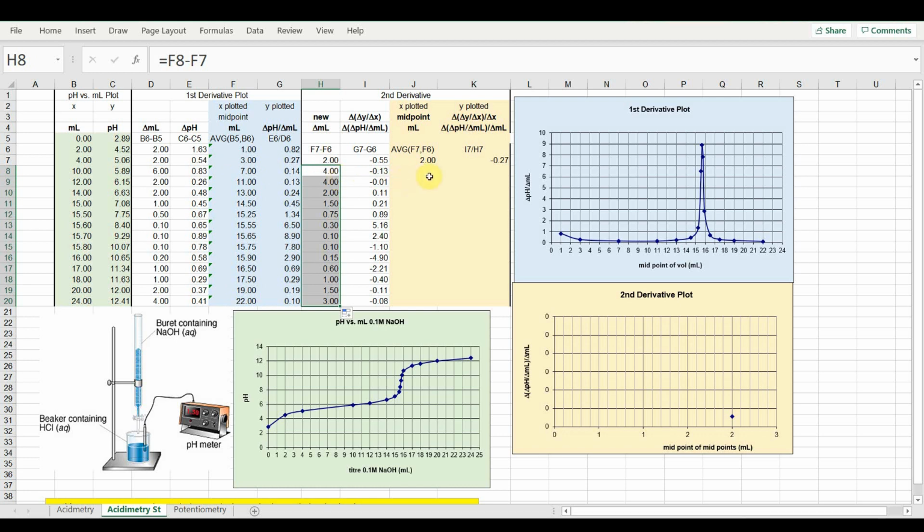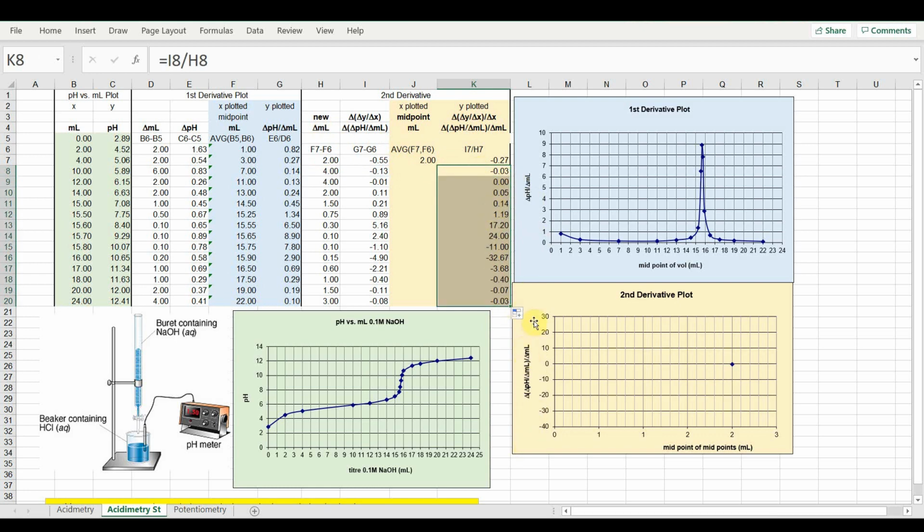All right, so we're ready to calculate this change in slope with respect to volume. That'll be our y-axis value on the orange curve. That'll simply be the change in slope divided by change in mils. I7 divided by H7. Let's get the next point. This is I8 divided by H8, the change in slope divided by change in volume. Enter. We can autofill that one down.